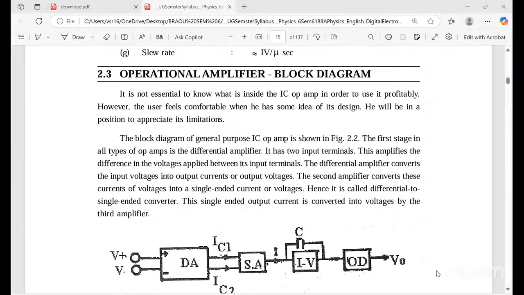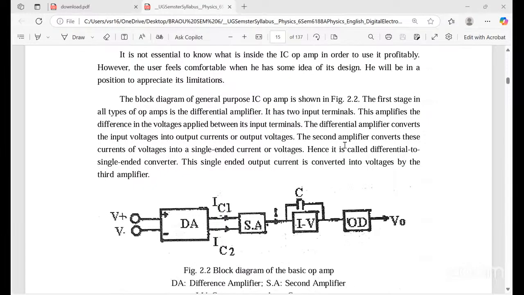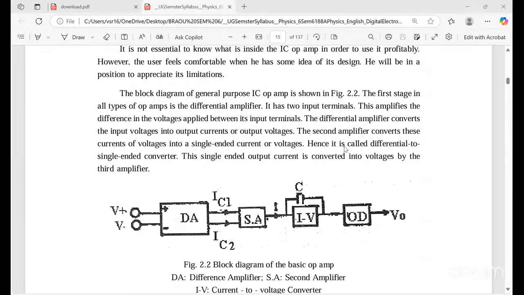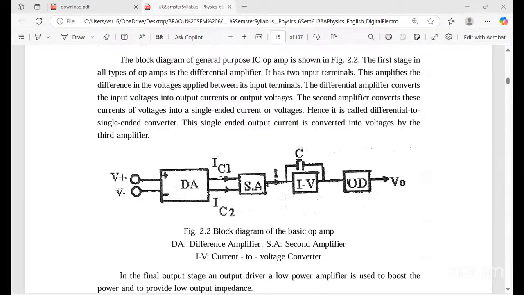Here the first stage in all types of op amps is the differential amplifier. It has two input terminals, see here, V plus and V minus. The amplifier amplifies the difference in the voltages applied between the two input terminals. DA means differential amplifier, which may convert the input voltage into output currents or output voltages.